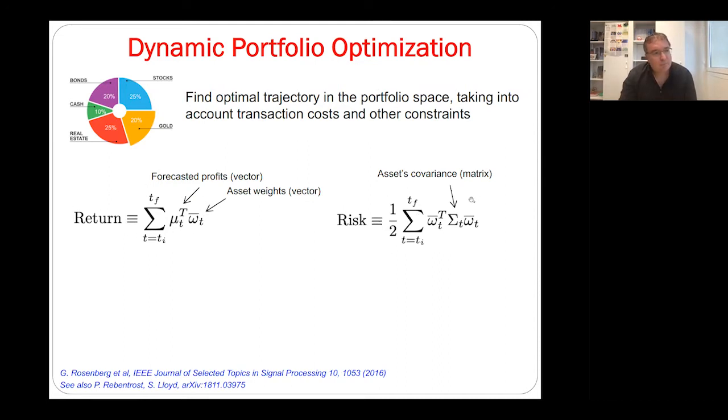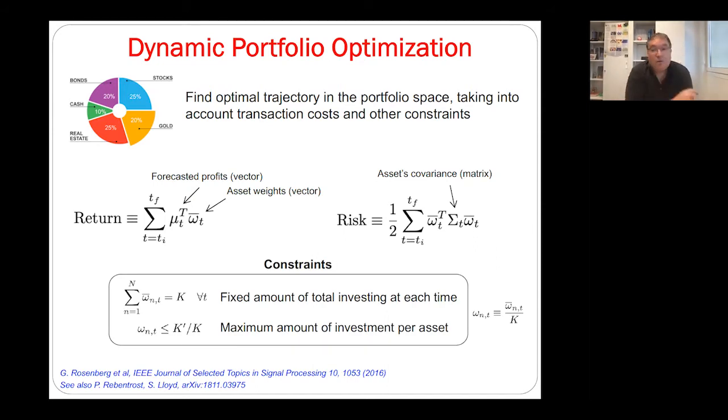Now the risk of the portfolio can be computed using this formula, where this object here is a matrix, the covariance matrix. So for you finance guys, this is nothing but the typical, standard portfolio. I think they call this Markowitz portfolio optimization, right? So this is very standard.